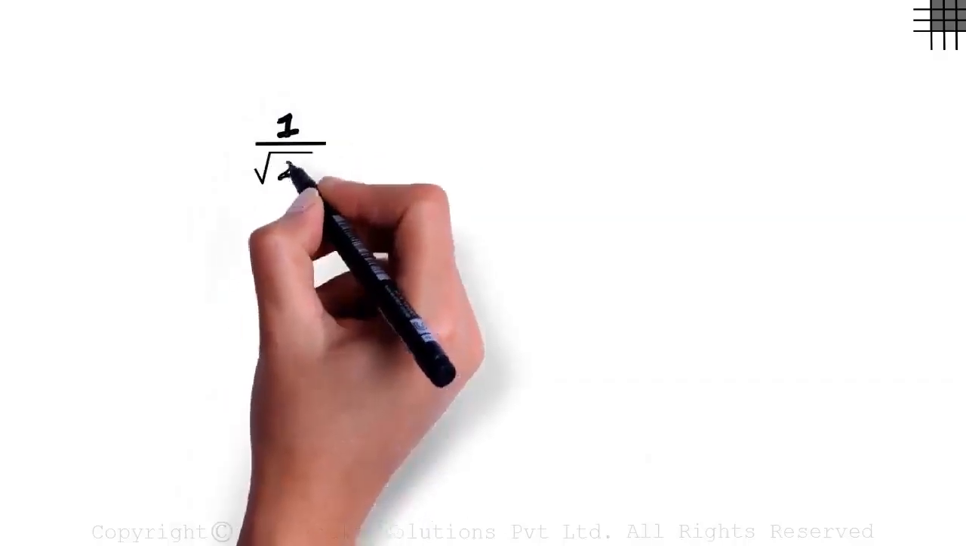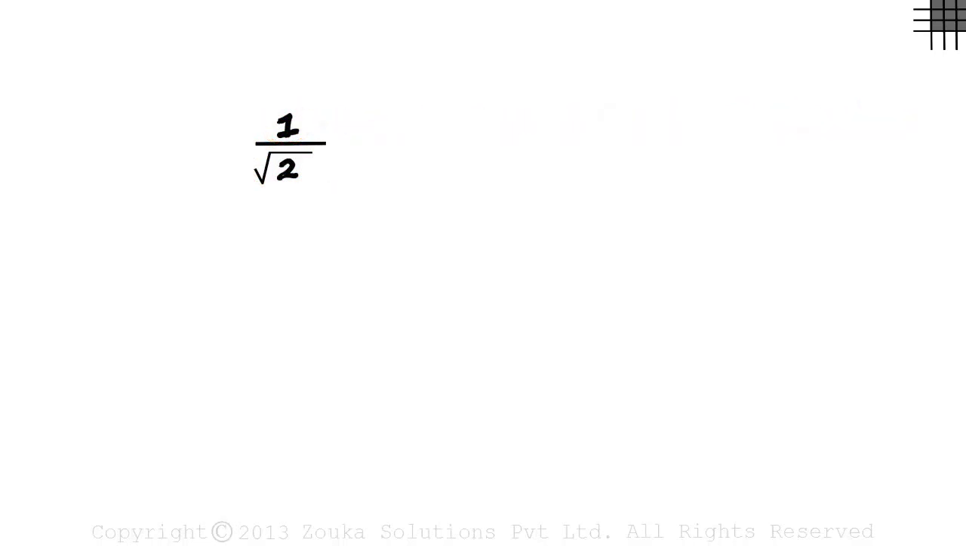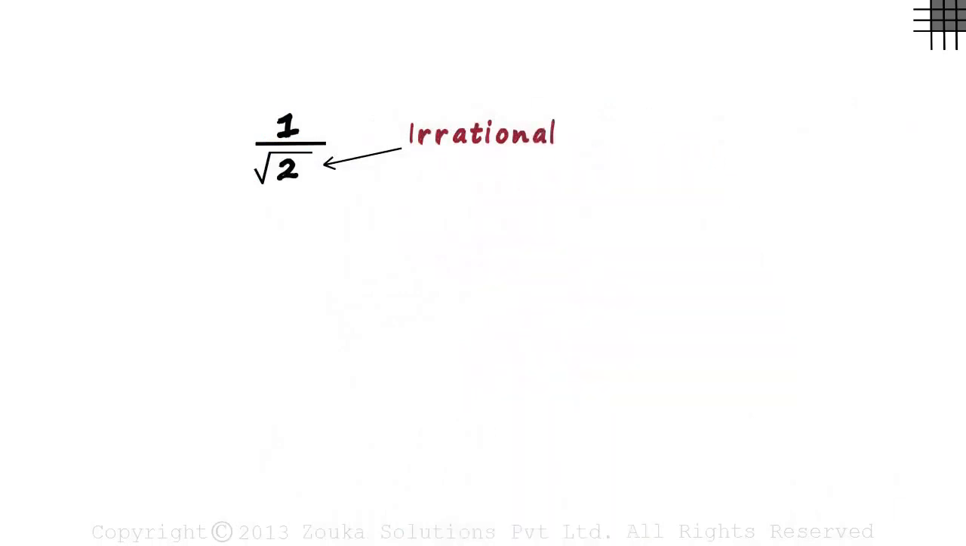Root 2. Before we consider the number as a whole, let's look at the numerator and the denominator separately. The numerator is an integer, or maybe you can classify it as a rational number, and the denominator is irrational. Remember, the square root of any number which is not a perfect square is irrational.